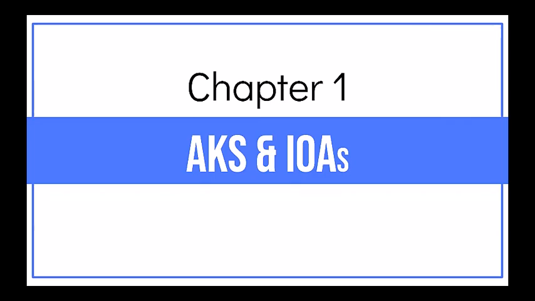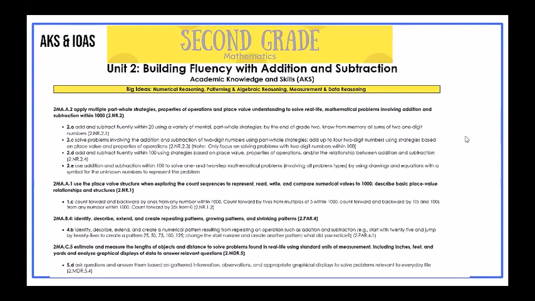In Chapter 2 of the video, we will look to see how the AKS and IOAs in this unit are paced in detail. This unit has 4 AKS, AKS 2, 5, 1, and 4. Under the AKS, you will find the Indicators of Achievement, or IOAs, that we are teaching at this time.